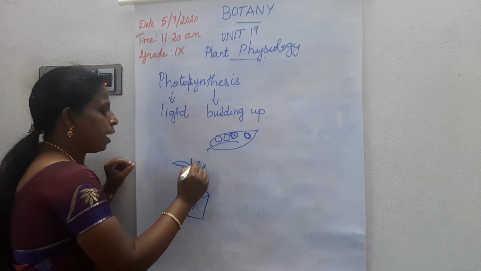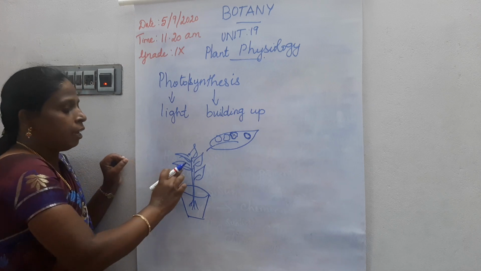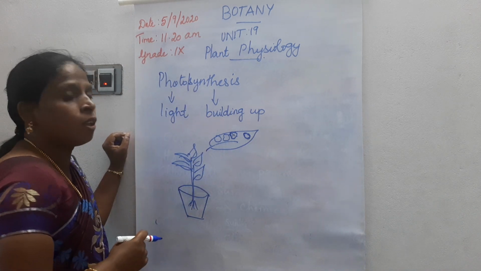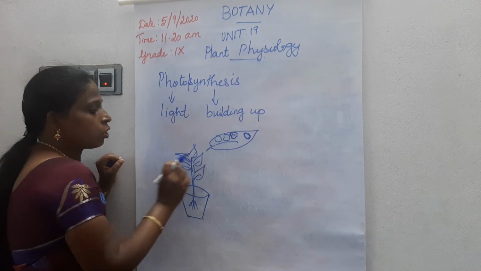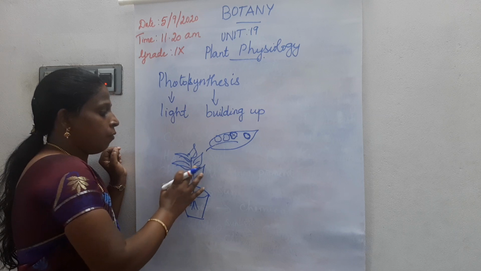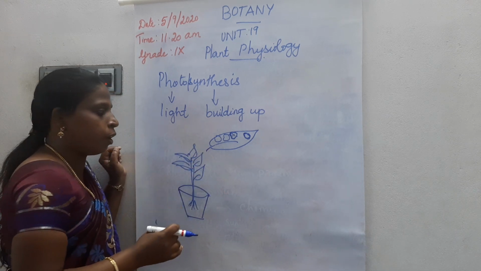Take one potted plant and keep the plant in the dark room for 24 hours. Why? To de-starch the leaves. So to de-starch the leaves, we have to keep this potted plant in a dark room for 24 hours.